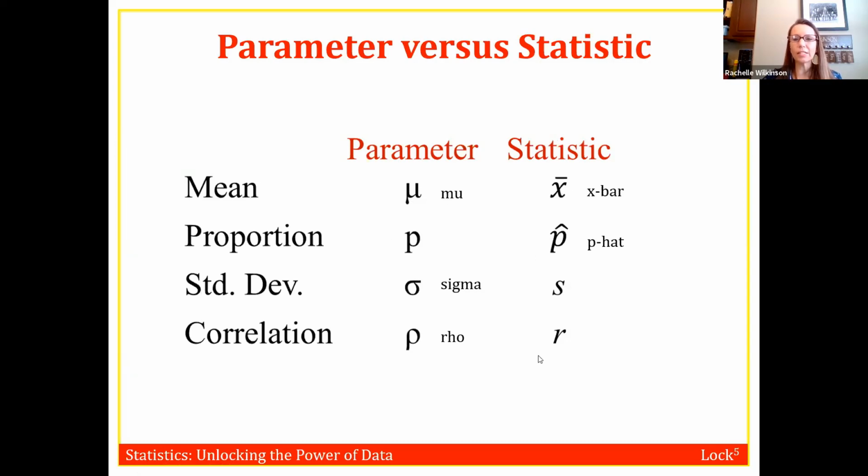So notice these are the same as when we were talking about notation for a sample and notation for a population. That's basically just what these things are here. So for proportions, our parameter is p and our statistic is p hat. If we're talking about standard deviation, then our parameter is sigma and our statistic is s. And then for correlation, our parameter is rho and our statistic is r.